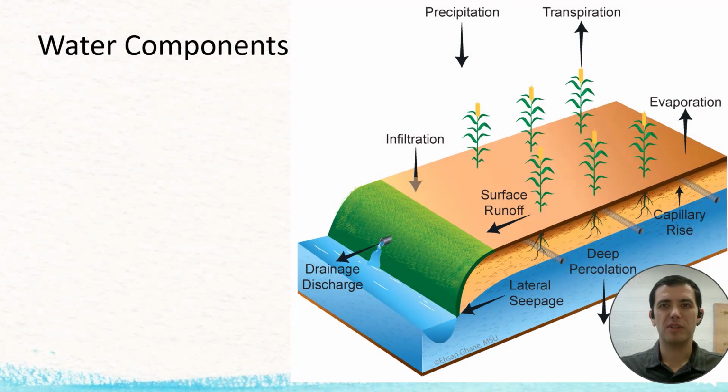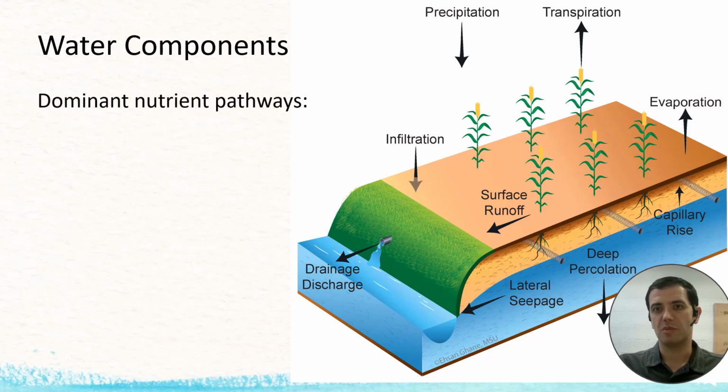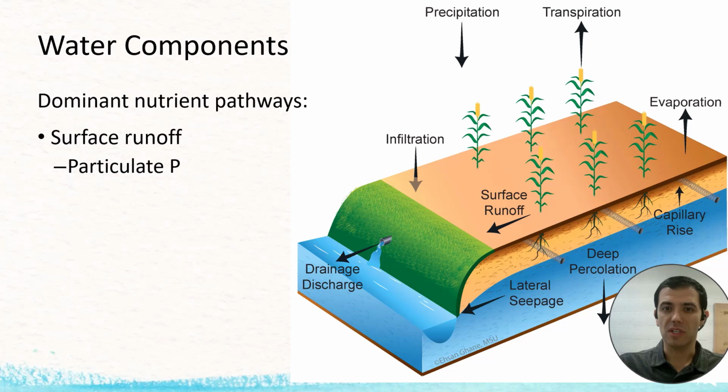Before we talk about the saturated buffer, let's look at the water components at a subsurface drain farm. So you can see here, these are the water components. Precipitation is an important component here. When precipitation comes on the field, if it's an intense rainfall and it exceeds the rate of infiltration, surface runoff occurs.